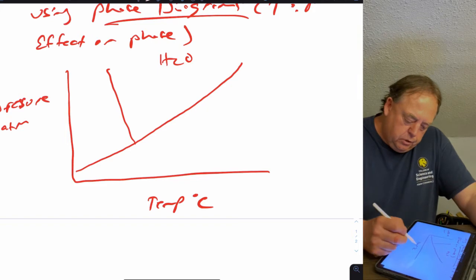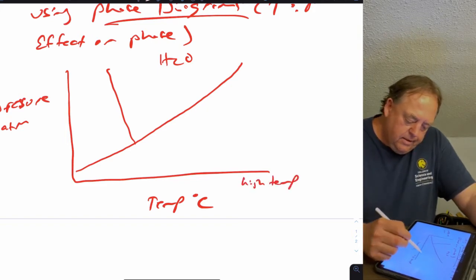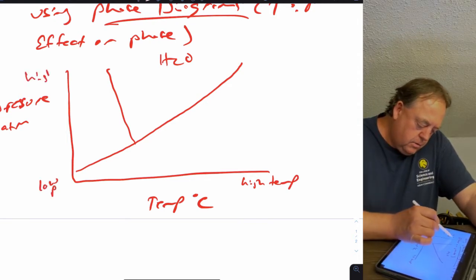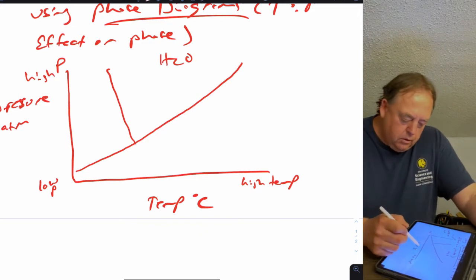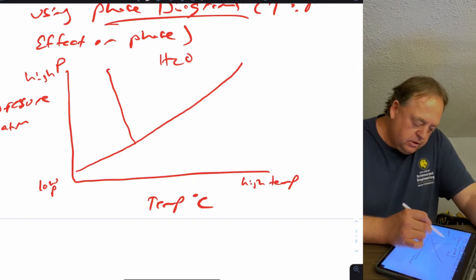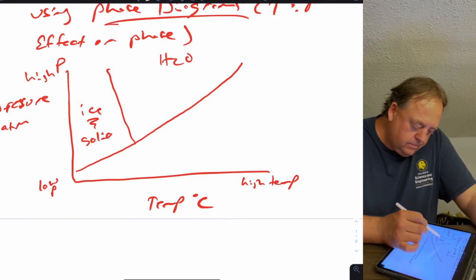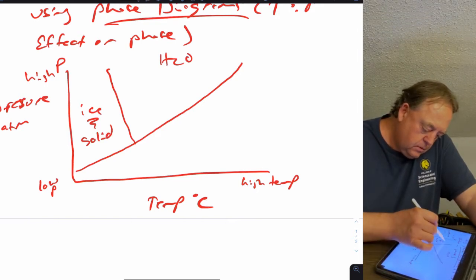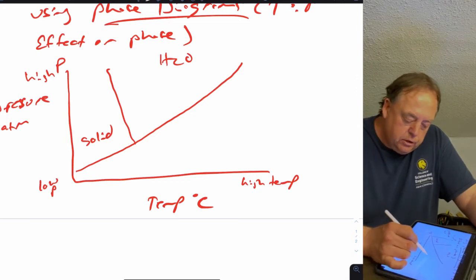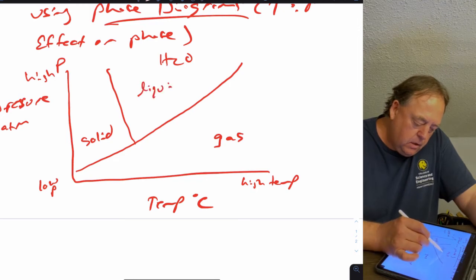So which one would be which? As you go to high temperature, and this will be low pressure versus high pressure. If you go to really low temperatures or high pressures, then this phase of water would be ice, or well, it'd be solid. Whereas if you went to high temperatures and low pressures, then water is going to exist as a gas, and in between would be the liquid state.